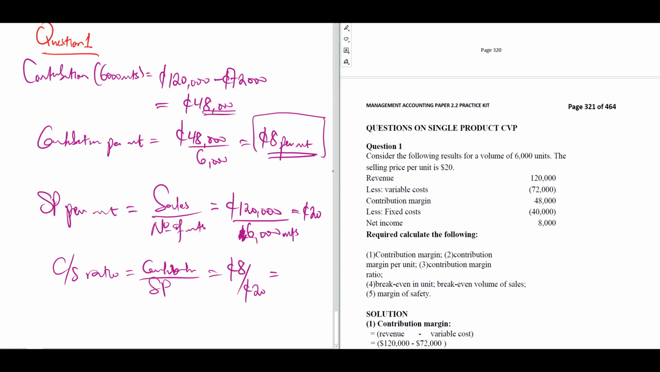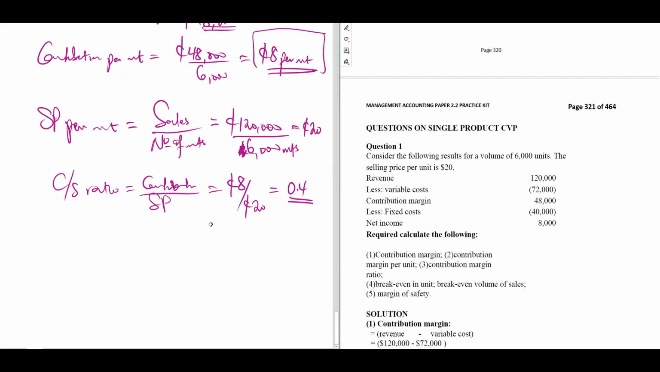Is it 0.4 exactly? Yes, sir. Okay, so we don't have to use a fraction, right? So we know this is 0.4. The next question is: how many units should we produce to break even, right?